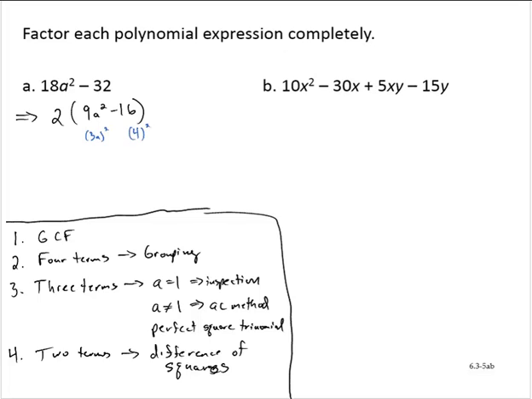And so then I can factor further. Now don't forget the 2. Let's bring that 2 down. But I now have a difference of squares in the 9a squared minus 16, and so I can factor that as 3a minus 4 by 3a plus 4.